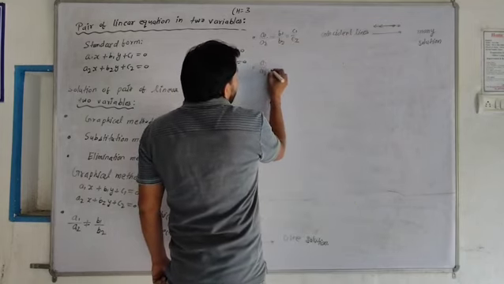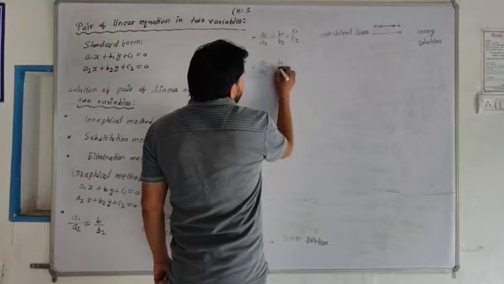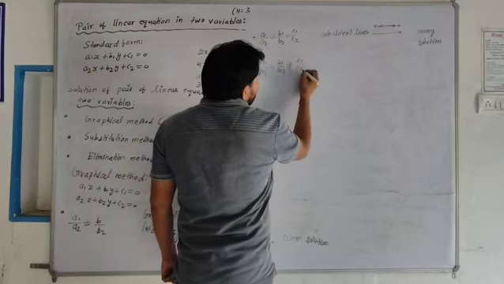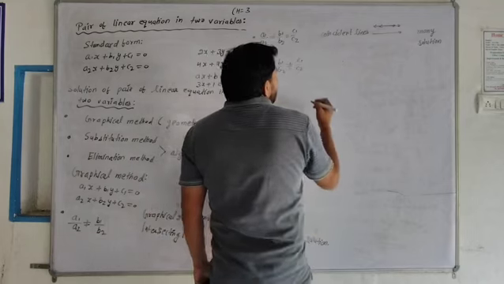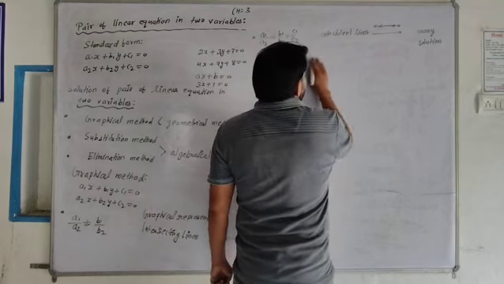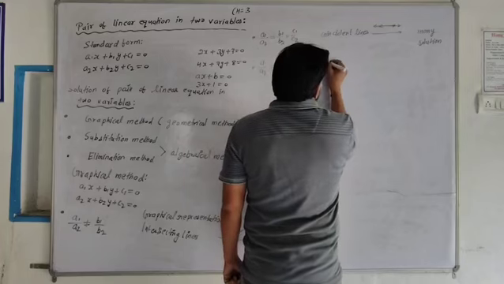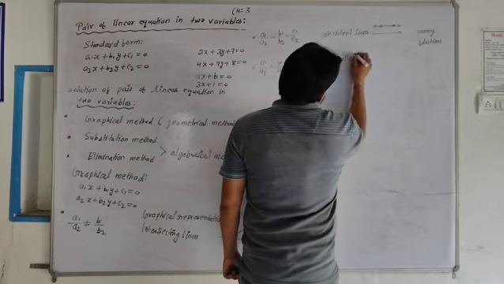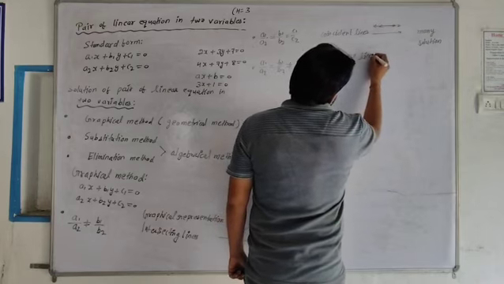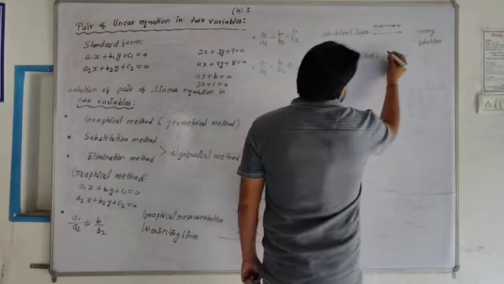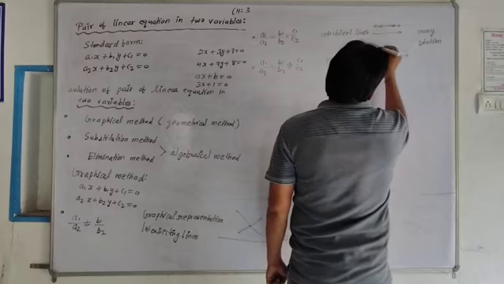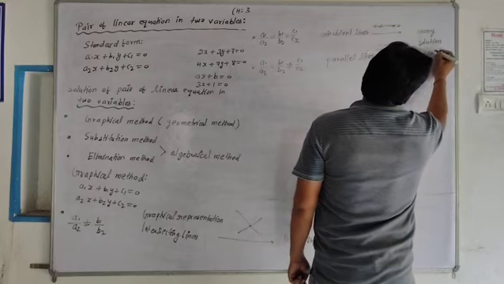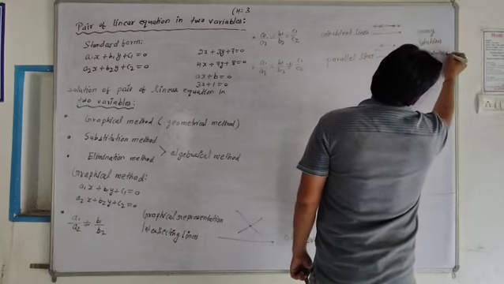Now a1/a2 = b1/b2, but not equal to c1/c2. Then what type of graphical representation? Here parallel lines. And which type of solutions do we get? Parallel lines look like no solutions. No solution. Alright.